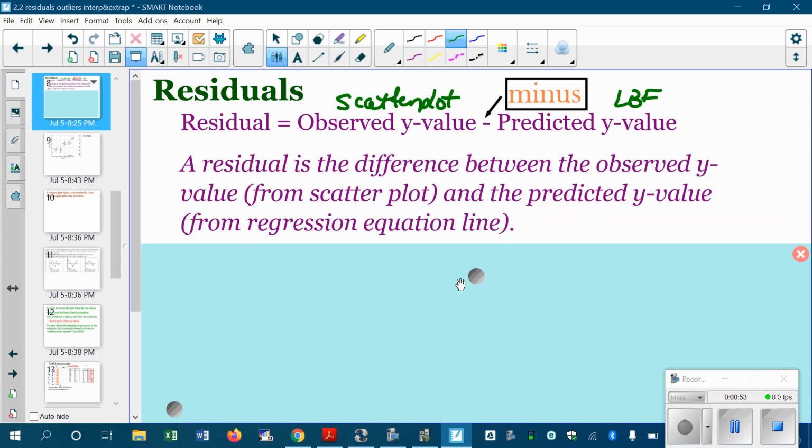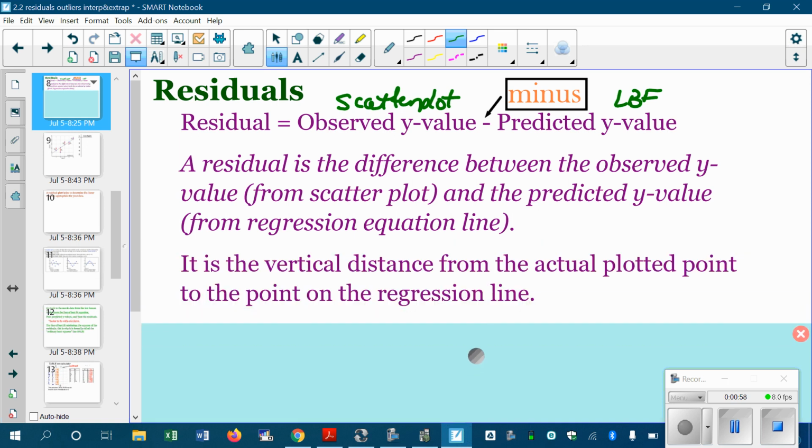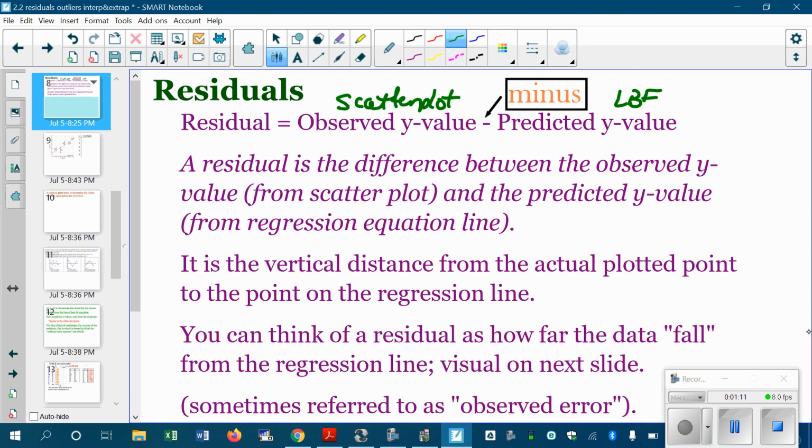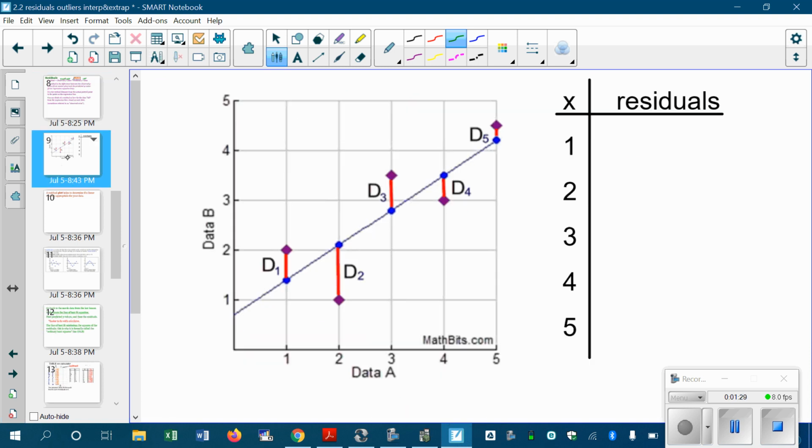So I just wrote that down already here. More words, but same idea. It's important to understand that because these both refer to y values, it is a vertical distance between your actual scatter plot point and the corresponding value that would be on the line of regression or the line of best fit. And so you can think of a residual as how far the data fall from your line of best fit, or excuse me, from your regression line, too many R's. Sometimes this is called the observed error, but I will show you a picture here.